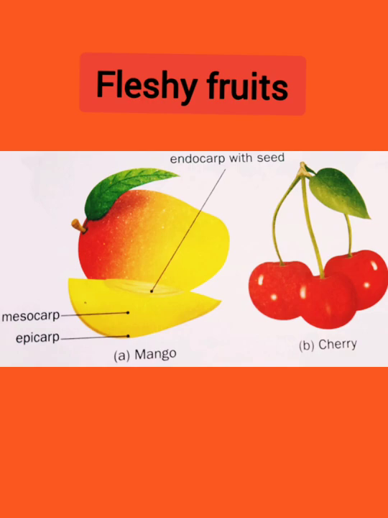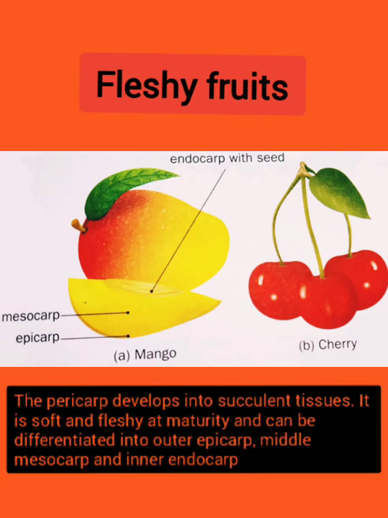The next one is fleshy fruits. In fleshy fruits, the pericarp develops into succulent tissues. It is soft and fleshy at maturity and can be differentiated into outer epicarp, middle mesocarp, and inner endocarp. Here the examples are mangoes, orange, cherries, tomatoes, bananas, etc.